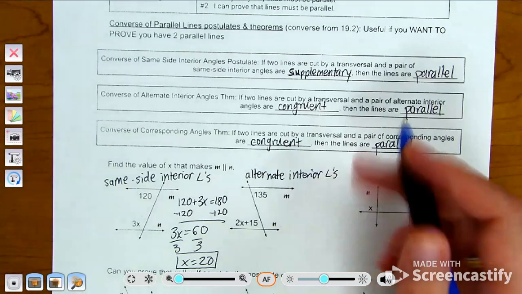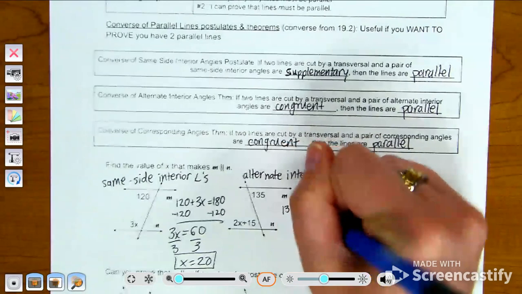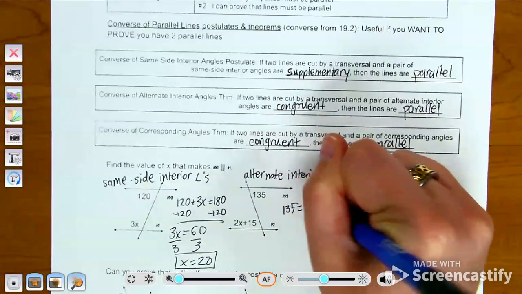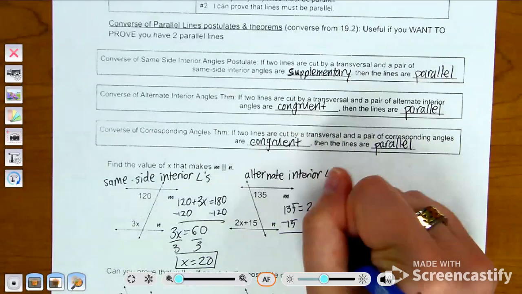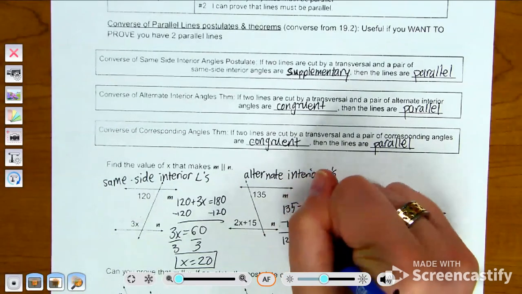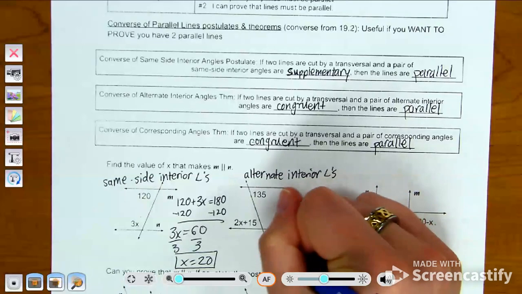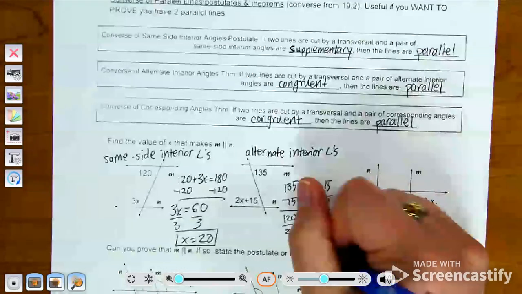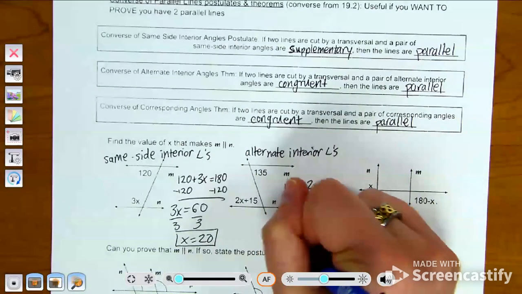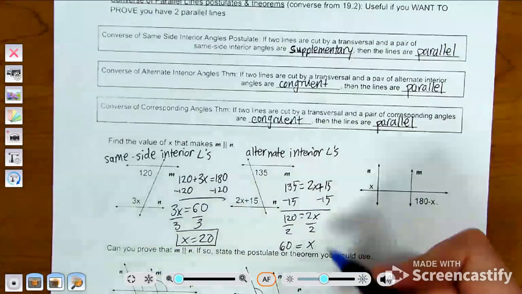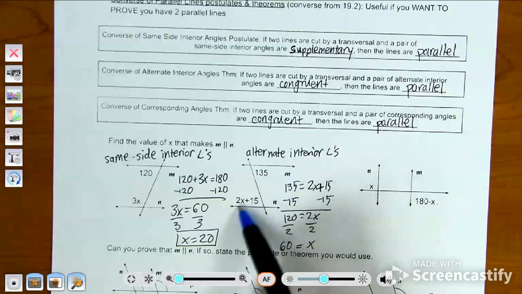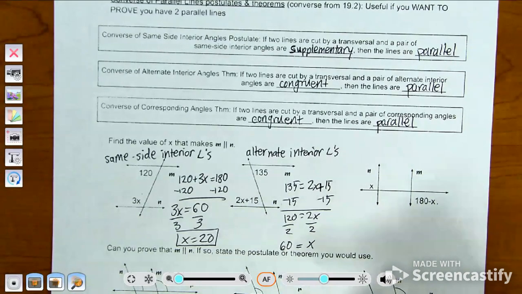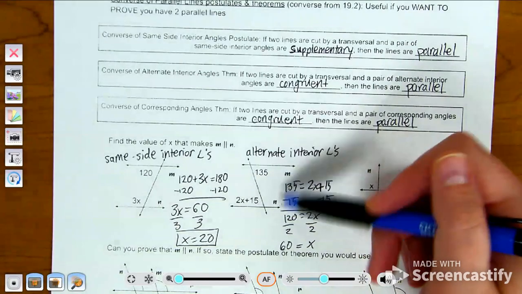So we can set an equation where we set 135 equal to 2x plus 15. Subtract the 15. Divide both sides by 2. And we'll get x equals 60. So if x is 60, then this angle down here will also be 135 degrees. So the alternate interior angles will be congruent, which will guarantee that these lines M and N have to be parallel to each other.